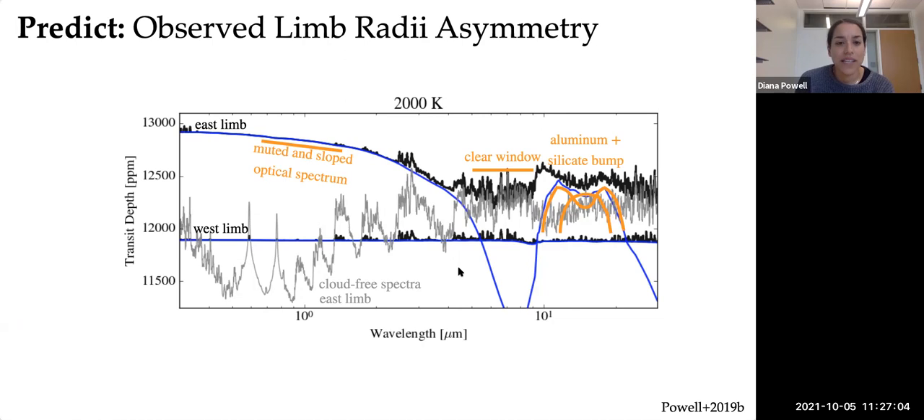So here on the west limb, cloud opacity is significant across a very broad wavelength range where it flattens the observed transmission spectra. But on the east limb, clouds contribute to this muted and sloped optical spectra and this broad absorption feature in the infrared due to silicate and aluminum clouds, which collaborators and I will probe in James Webb Cycle 1. And then there's also this intriguing clear window around 3 to 10 microns that could allow us to peer through the clouds.